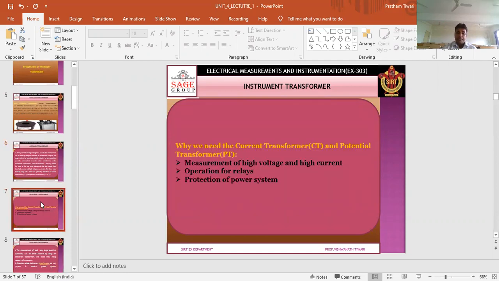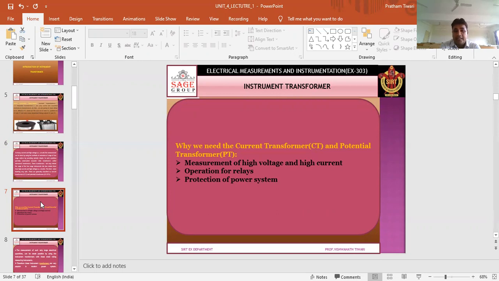Next, why we need the current transformer, CT, and potential transformer, PT. First point is measurement of high voltage and current. In industry, we want to measure high voltage and high current. So we require the current transformer, CT, for measurement of current, and potential transformer, PT, for measurement of voltage. In the CT and the PT, the measurement is in the form of a ratio. In the CT, the secondary rating is 1 ampere or 5 ampere.